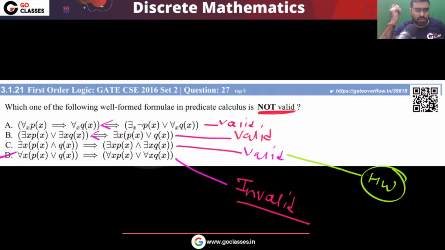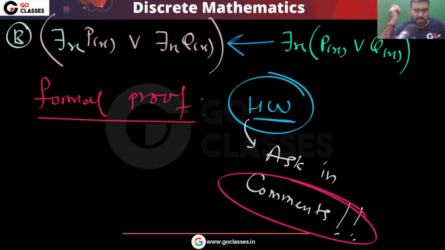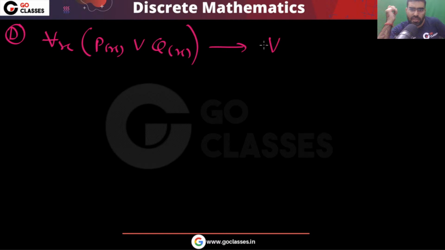Let's see this option D. Option D is saying that for all x, px or qx. Does it mean for all x, px or for all x, qx? Oh, sorry. This actually we have already done.